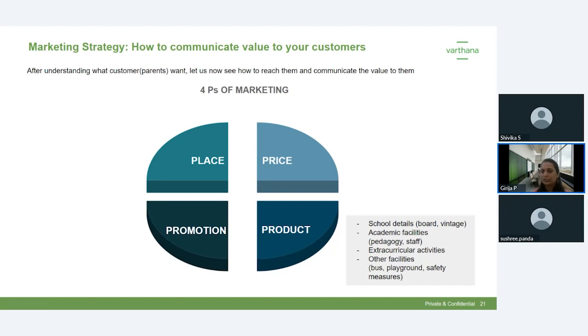Second is pricing. It is very important to keep the pricing factor in mind when you're planning this marketing strategy: what price you want to communicate to the parents through these strategies. They should feel, is it affordable or is it a bit expensive? So keep this in mind. What additional facilities are you offering? Are you offering any discount or other related benefits, besides your basic price and fees?